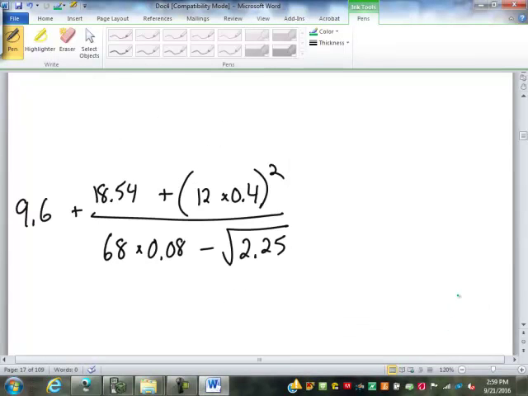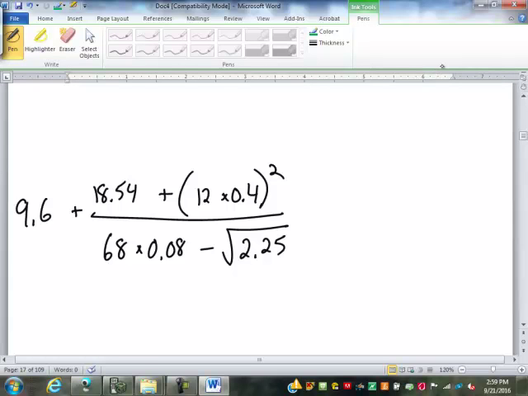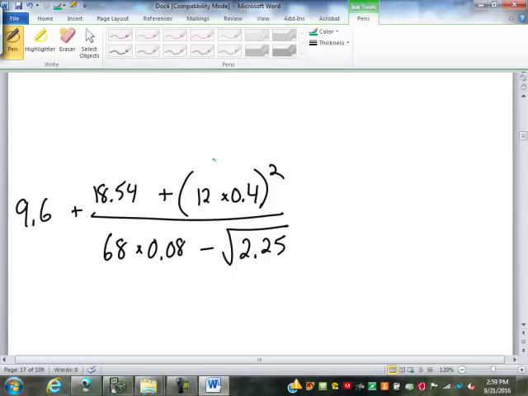Anybody have an answer for me? Don't want to be brave? Let's take a look and we'll see if you agree with what I got. This here is a fraction bar, and it is an enclosing symbol, which means we're going to have to start with this first. And it tells us we have to do what's on top first, then do what's on bottom, and then divide. So on top, what do we have to start with?